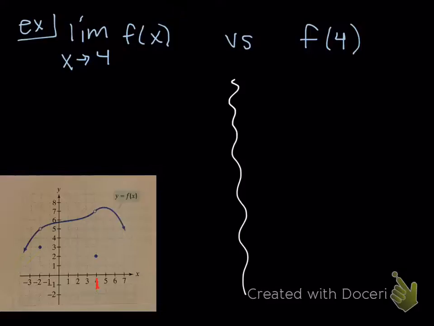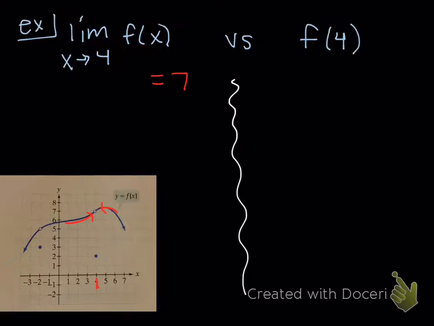So as my x values get closer to 4 from the left side, so I'm getting closer and closer, notice the y value is getting closer to 7. As I approach 4 from the left side, again, the y value is getting closer and closer to 7. So because it's approaching the same value from the left and the right side, the limit is approaching the value of 7. However, the second part of this problem is saying find f of 4.